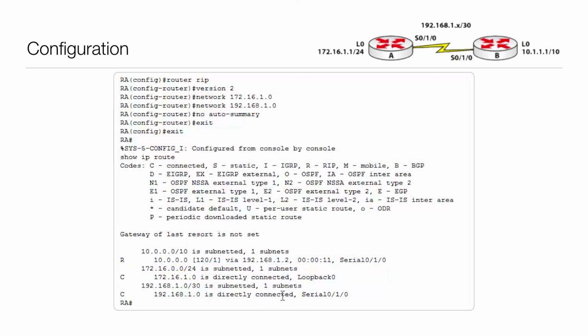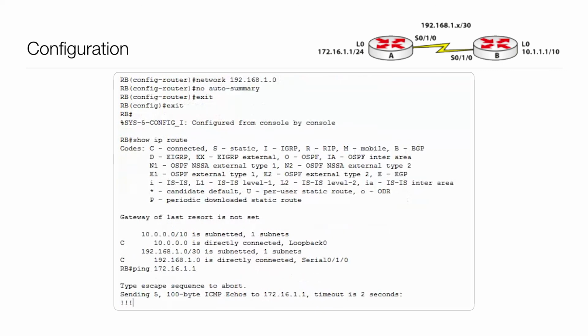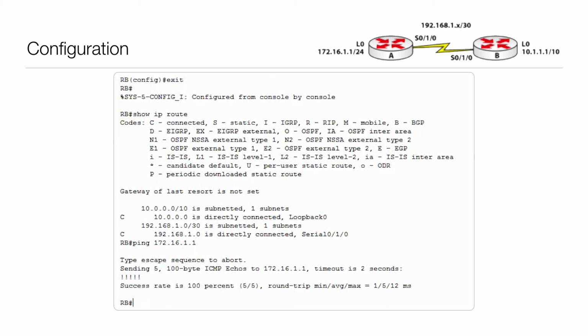So we should be able to, if we go back to router B, do the same command that we did before that failed, and now it works. It's able to route traffic between those two networks. So that's how to configure RIP on a Cisco router.